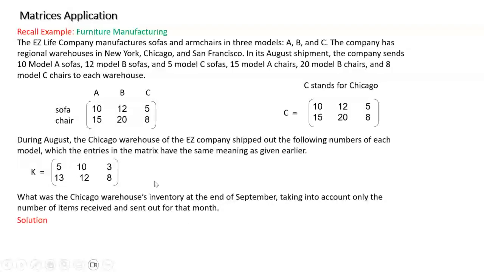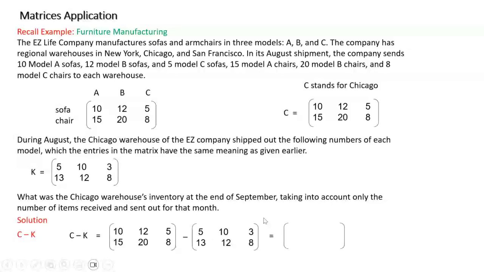Okay, so here we go, guys. C stands for Chicago, so C minus K will give us the inventory at the end of September. The C, guys, is what they received: 10, 12, 5, 15, 20, and 8. And the K is what went out, which is the 5, 10, 3, 13, 12, and 8.